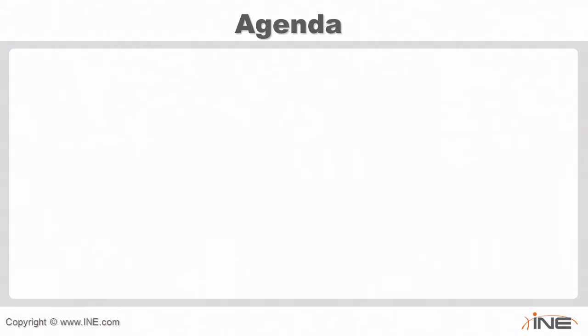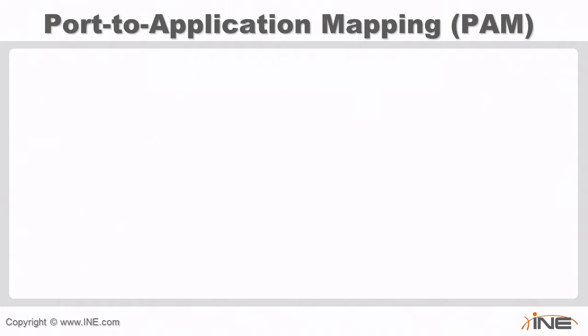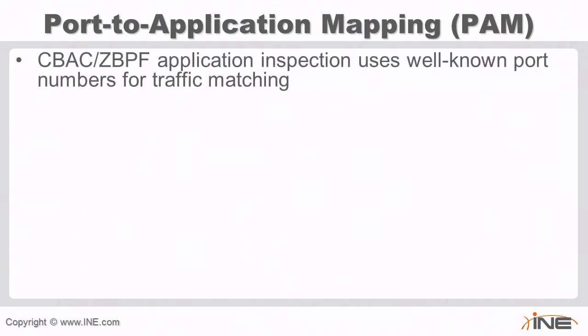In our next section for content-based access control and the zone-based policy firewall, we're going to talk about the port to application mapping, or PAM feature, that is used to control what port numbers we are matching when we issue either the match protocol command in zone-based policy firewall or the IP inspect command followed by the individual application match. By default, both content-based access control and the zone-based policy firewall are going to use the well-known port numbers that are assigned to a particular application for that individual traffic matching.